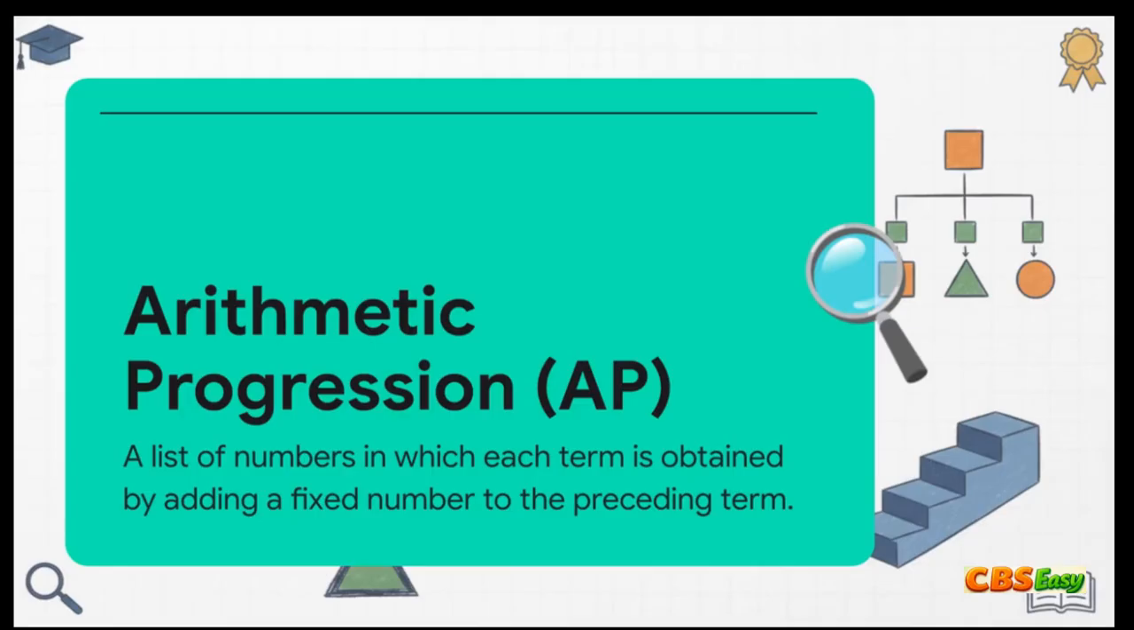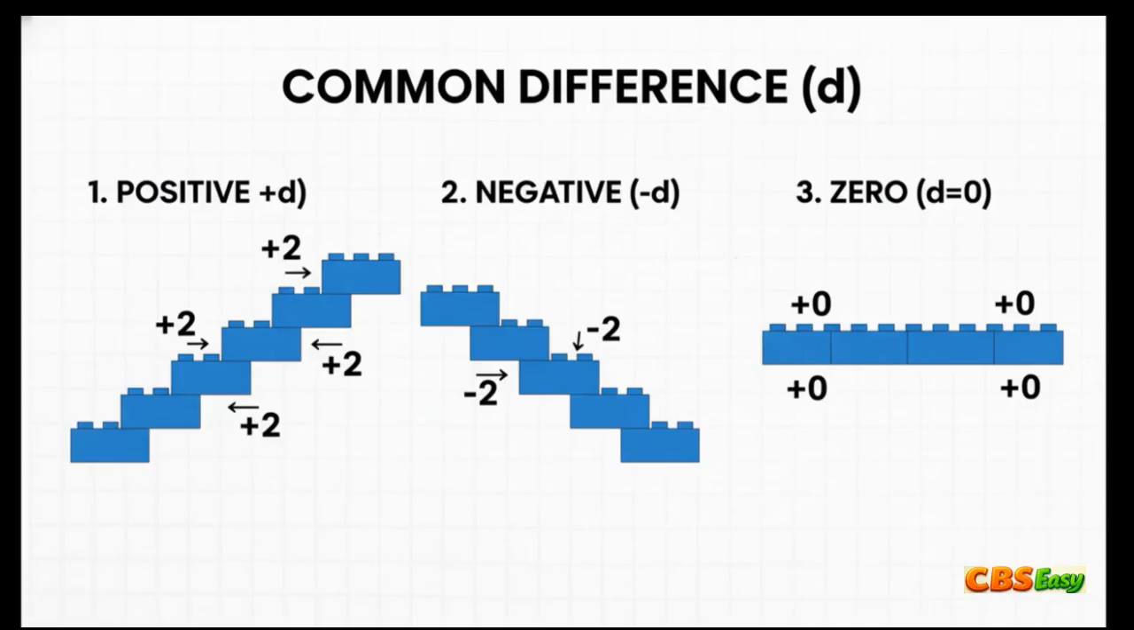And here it is, the star of our show, the Arithmetic Progression, or AP. All it is really is a list of numbers where you get to the next one by adding or subtracting the exact same amount every single time. It's that consistent step that makes it an AP. And that fixed number, that constant step we're taking, it has a name. We call it the common difference, or just D for short.